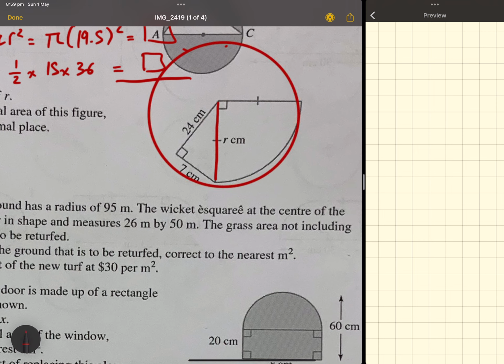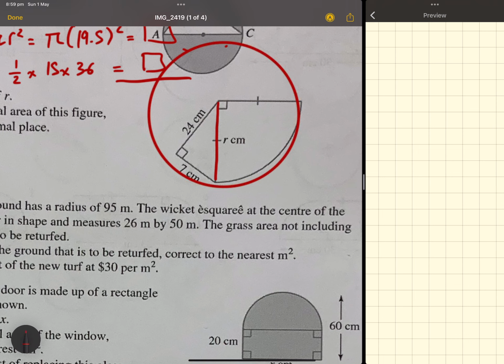And then whatever answer you get here, you're going to take it away from each other to get the final area to be re-turfed. And then question B says, calculate the cost of the new turf at $30 per meter squared. So whatever answer you get here, it's going to be in meters squared.